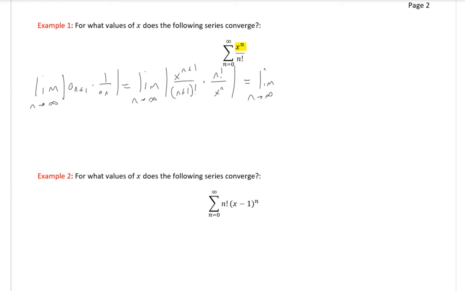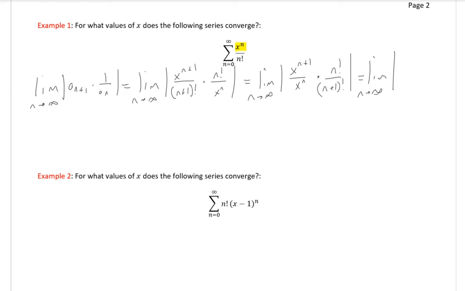We rearrange some of these terms together, so we move the x's together and the factorials together. We have x to the n plus 1 divided by x to the n, and we have n factorial divided by n plus 1 factorial. Note that I'm keeping the absolute value as I go through this. The reason that is important to consider is because we don't know what value x is. x could be positive or negative, and that can influence what's going on here.